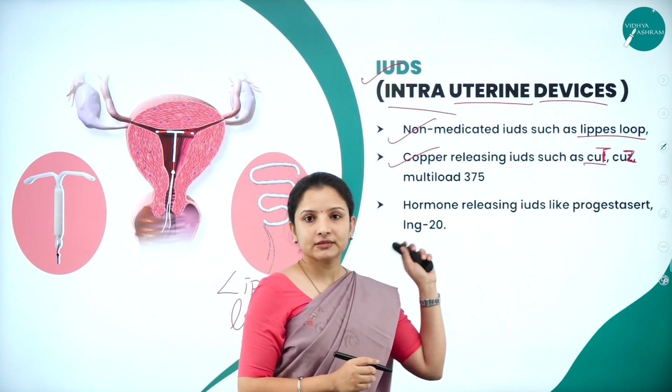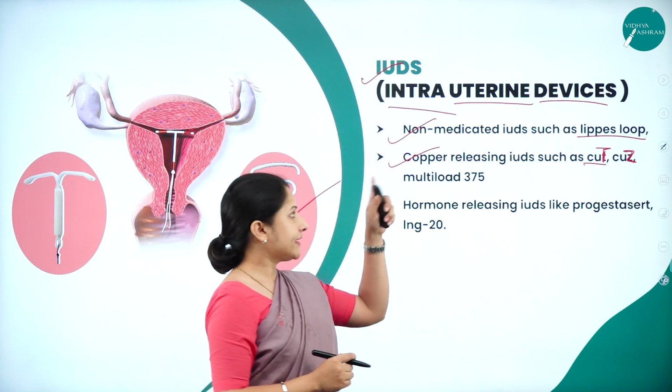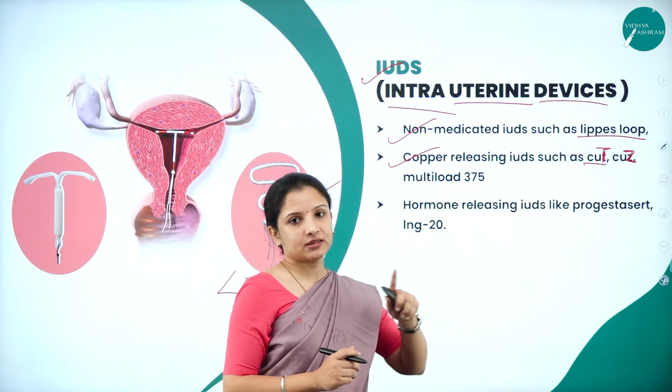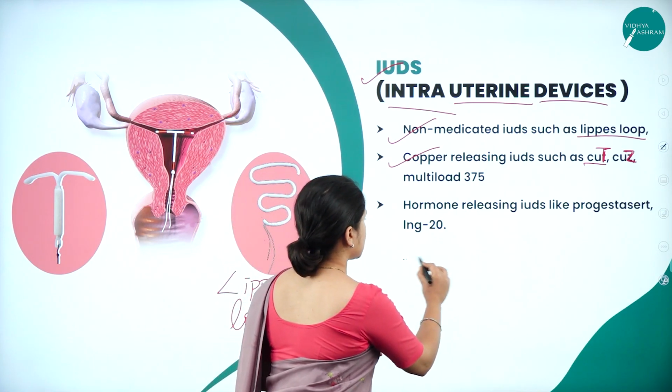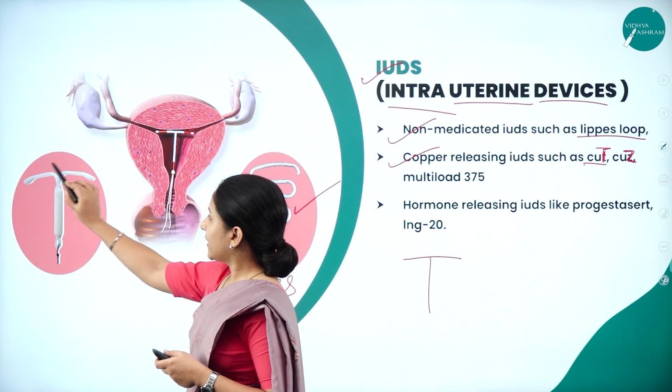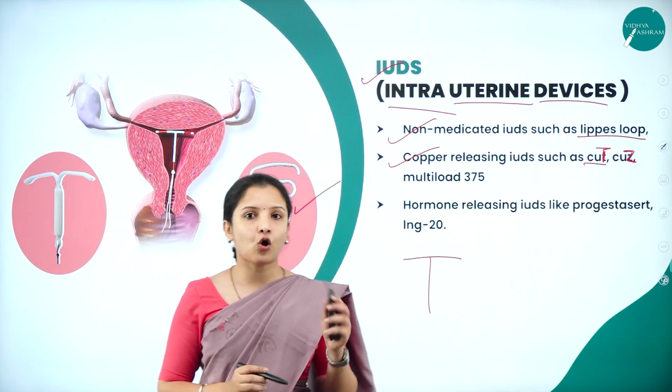Because this intrauterine device is a copper releasing IUD, they have named it T. T means it looks like a T. You can see here very clearly, it looks like a T. That is why it is called copper T.